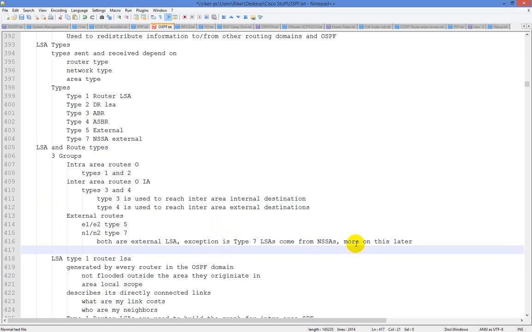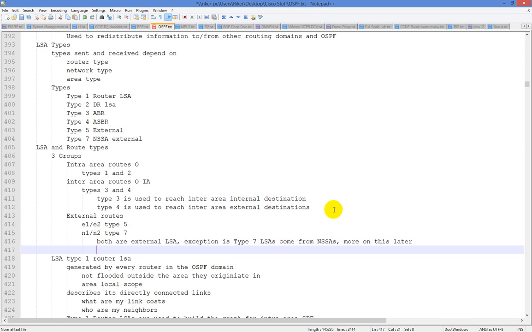We're going to get into NSSAs later on, but the general idea is pretty straightforward for the most part. If you need to get to something inside your area, you're going to choose an intra-area route over an inter-area route. So it goes intra-area, inter-area, E1, N1, E2, N2. That's the hierarchy going from top to bottom, from highest to least preferred, because you're going to route to something that's inside your area before you're going to leave your area to reach something.